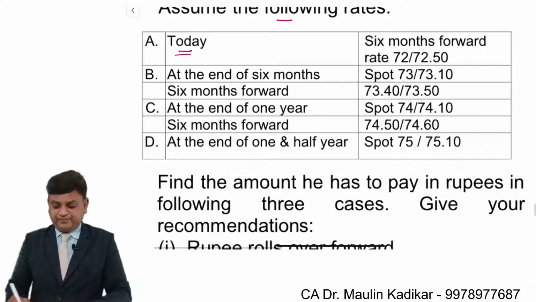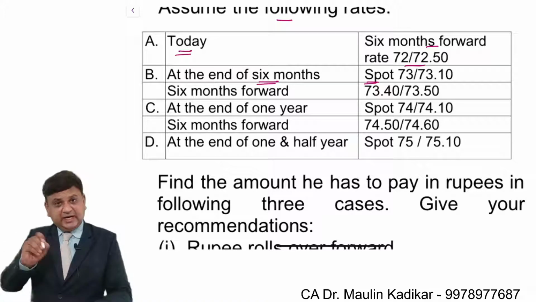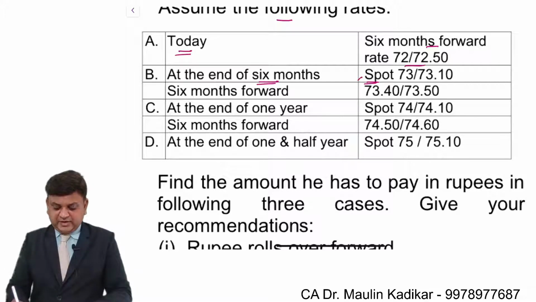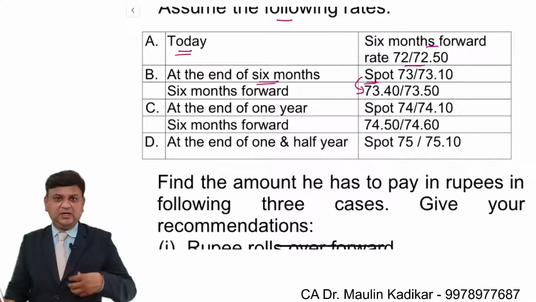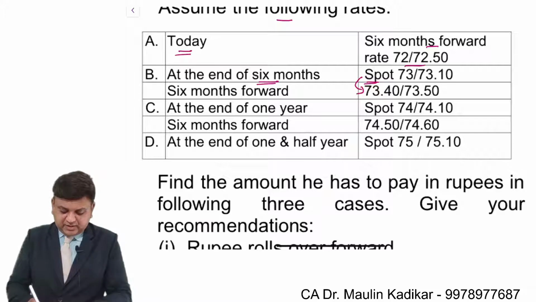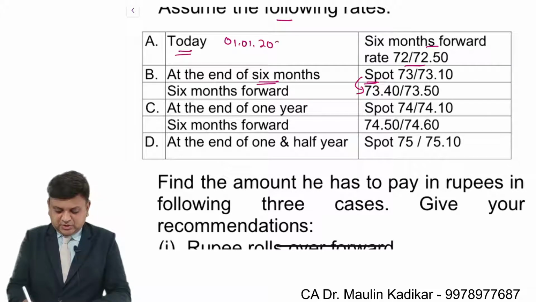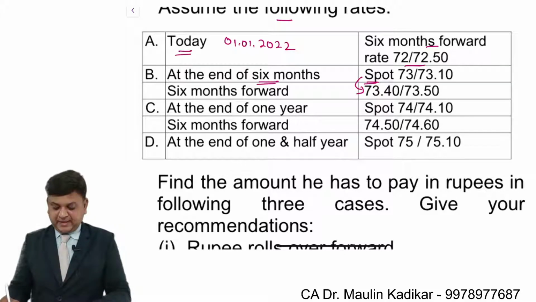Today 6 months forward exchange rate is given. At the end of the 6 months spot rate is given, and at that point of time forward exchange rate for 6 months is given. So I just give some name of the dates. Today is, let us say, 1st of January 2022. 6 months forward, that is 30th of June 2022, that forward exchange rate is given.